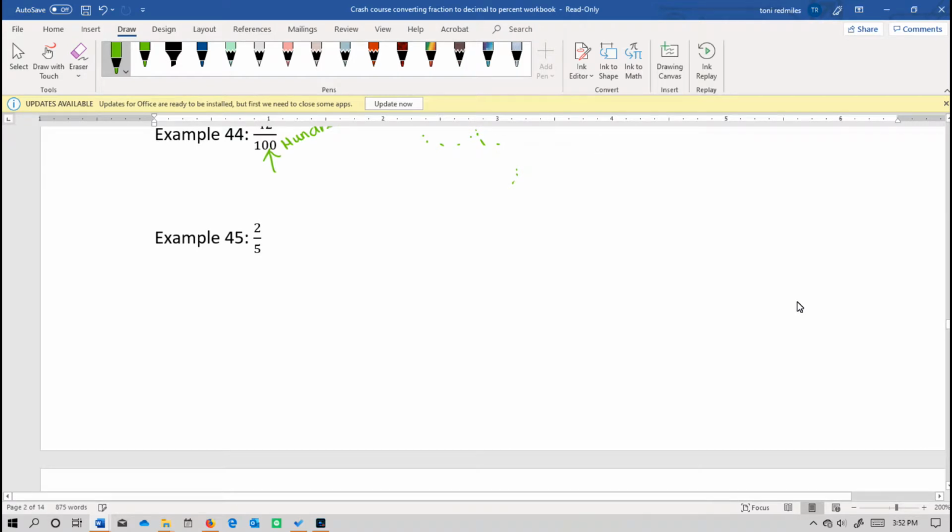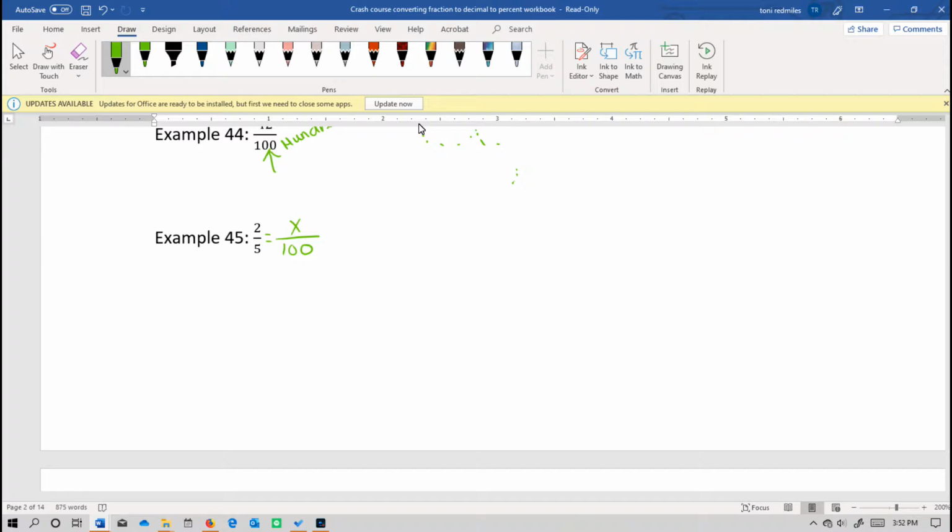Okay, this last one though is not in a place value for a decimal. It's not in tens, hundreds, thousands, 10,000s. It's not in a factor of 100. So what I could do is change it into a percent first. And that means putting the percent value. I know that percents are out of 100, but I don't know what my percent is, okay?